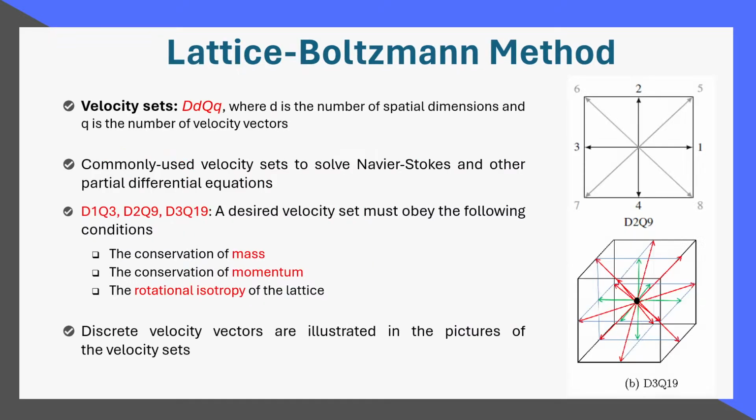The lattice Boltzmann method has a velocity set of DdQq, where d is the number of spatial dimensions and q is the number of velocity vectors. Commonly used velocity sets to solve Navier-Stokes and other partial differential equations are D1Q3, D2Q9, and D3Q19. A desired velocity set must obey the following conditions: conservation of mass and momentum, and rotational isotropy of the lattice. The discrete velocity vectors are illustrated in the pictures of the velocity sets. Here we see the D2Q9 and the D3Q19.